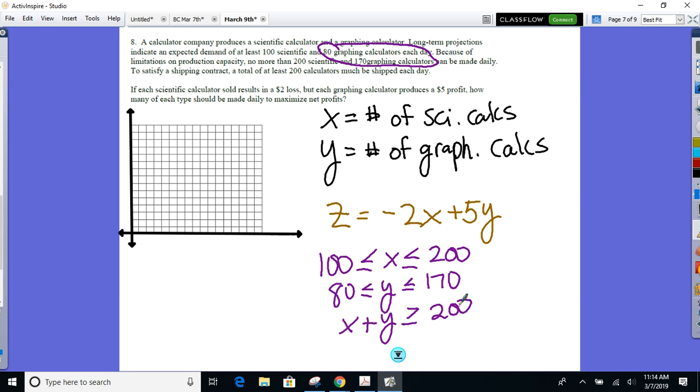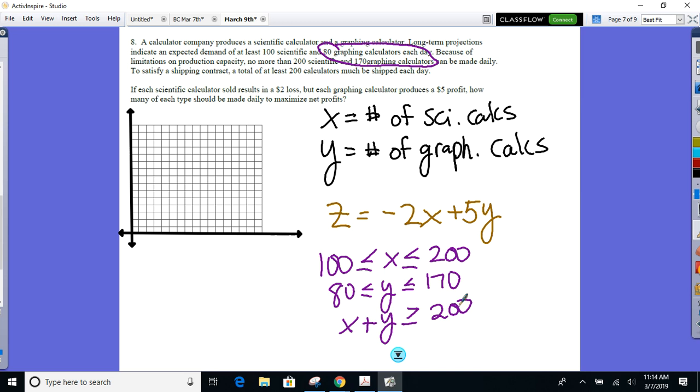And I have faith in your graphing these and plugging the points in, which you can do here a couple minutes. Anything you want to ask before I go on to the last problem, setting it up?